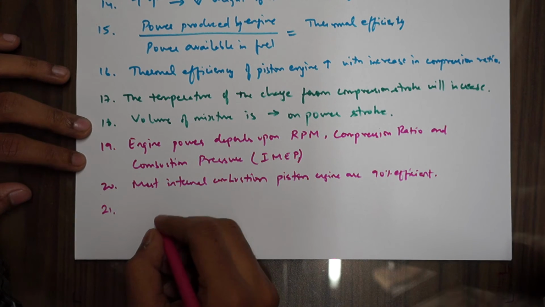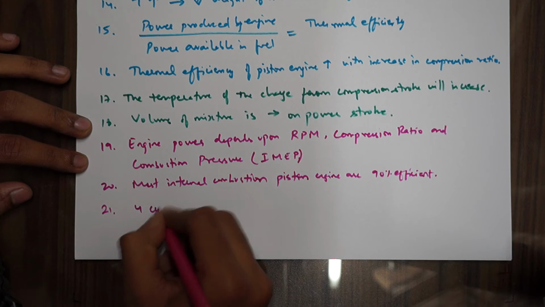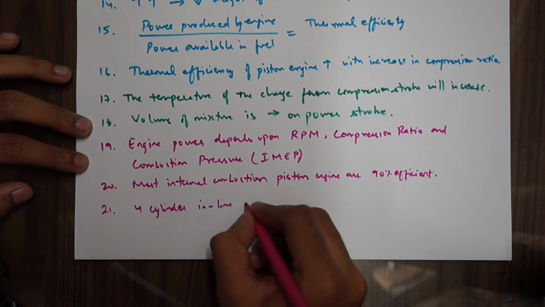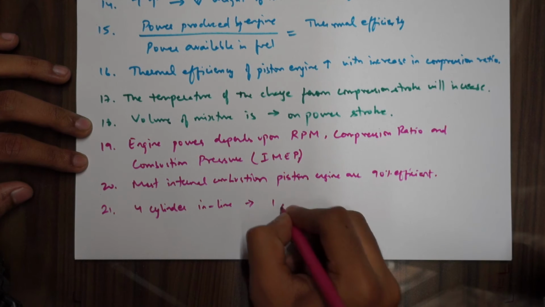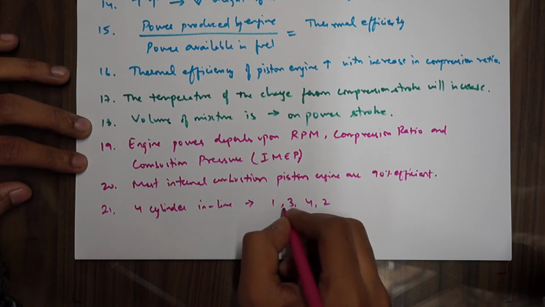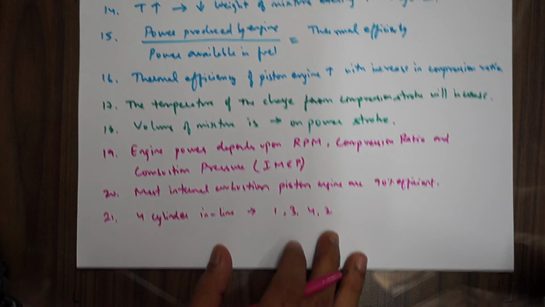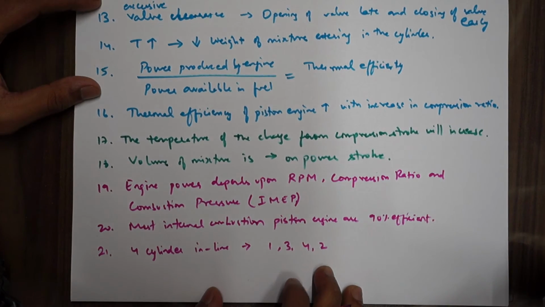Now this is as well as important. In a 4-cylinder inline engine, the firing order is 1 3 4 2. The first cylinder, then the third cylinder second, fourth cylinder third, second cylinder the last. That is the firing order in a 4-cylinder inline engine.